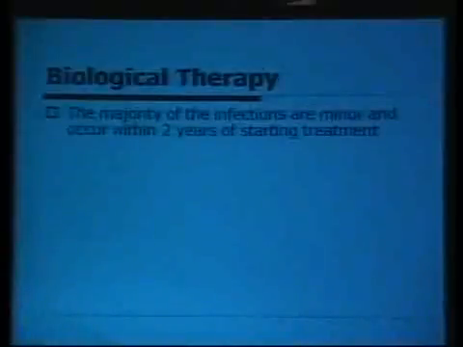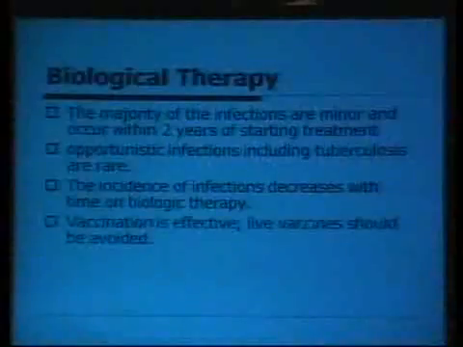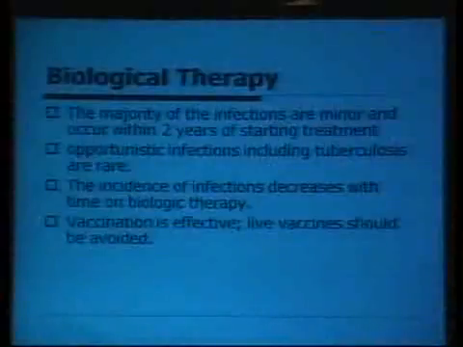The majority of infections which develop in someone who is on anti-TNF treatment are minor and they usually occur within 2 years of starting treatment. Opportunistic infections, including TB, do develop, but they have been reported to be rare. And the incidence of infections decreases with the time on biologic therapy. And it has been suggested that vaccinations should be given to these patients, although live vaccinations should be avoided.